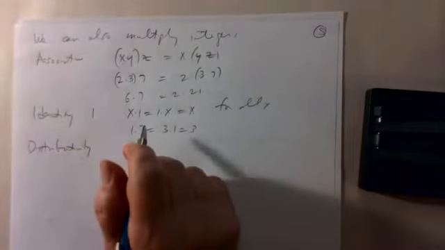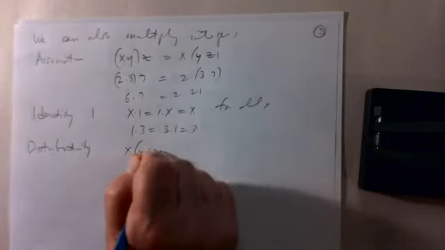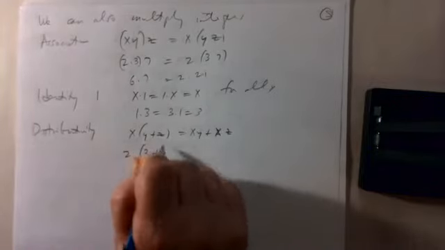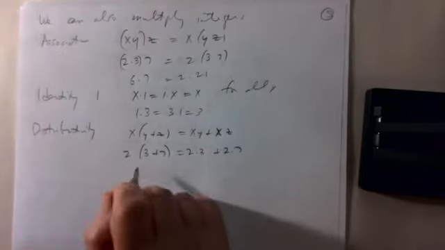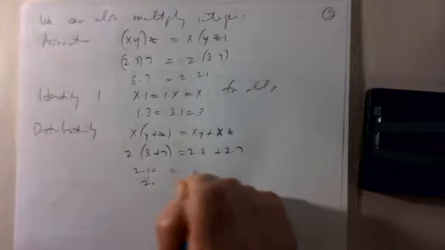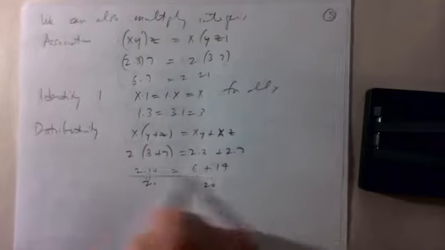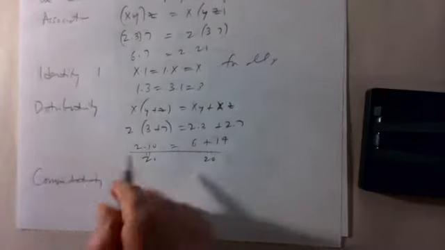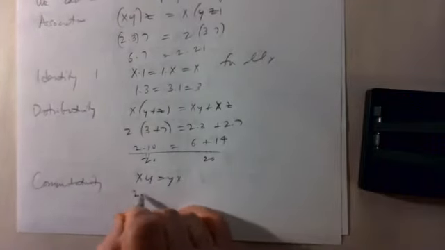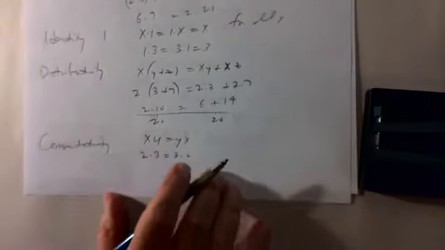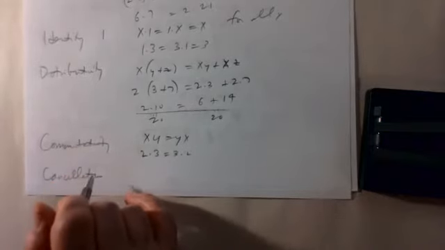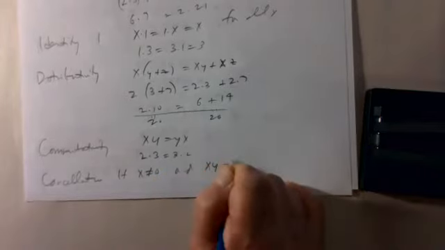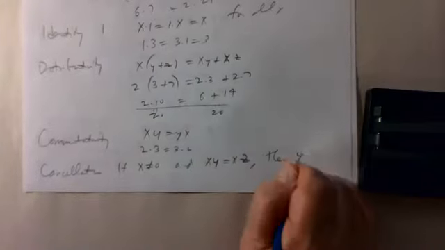We have distributivity. If you have x times y plus z, that's xy plus xz. So for example, 2 times 3 plus 7 is 2 times 3 plus 2 times 7. This is 2 times 10, which is 20, equals 6 plus 14, which is also 20. And we have commutativity, xy equals yx for all x and y. 2 times 3 equals 3 times 2. And we have also a property I'll call cancellation. If x is different from 0 and xy equals xz, then y equals z.